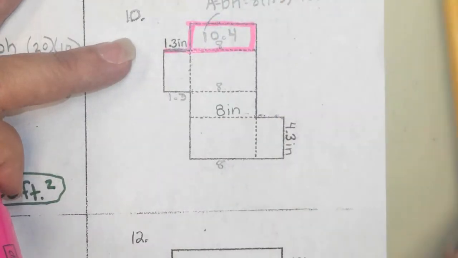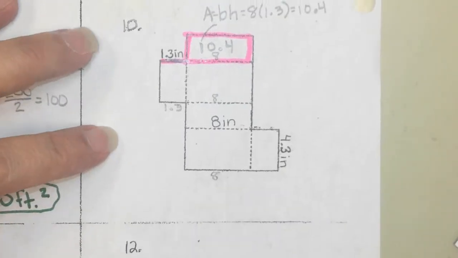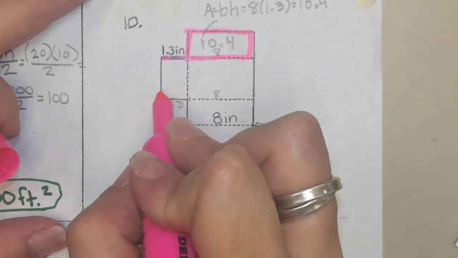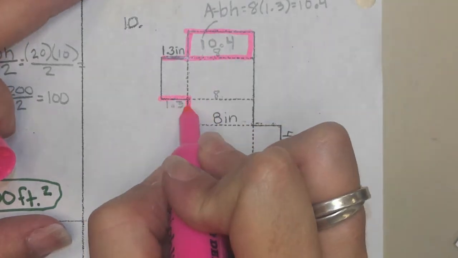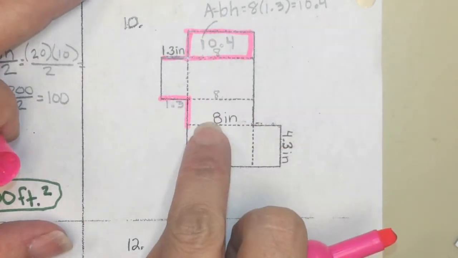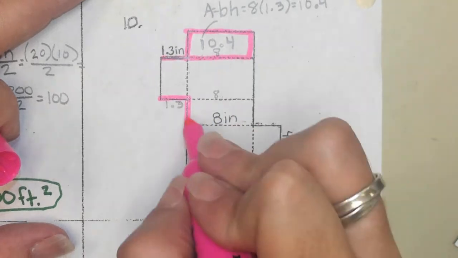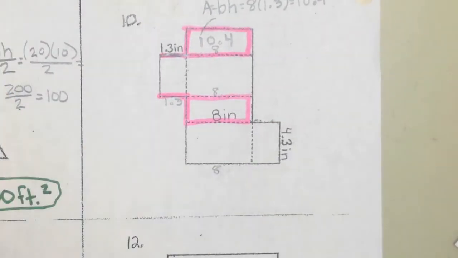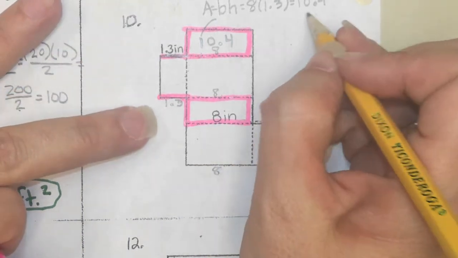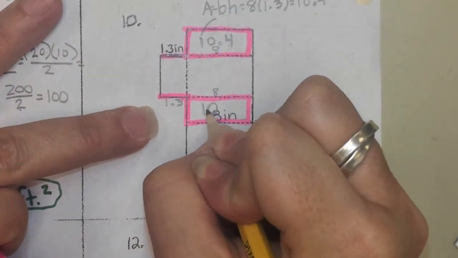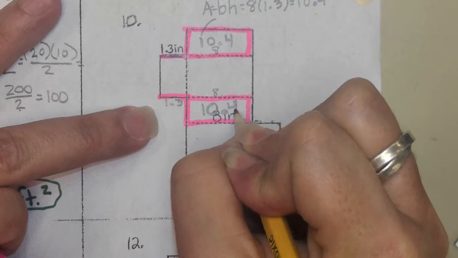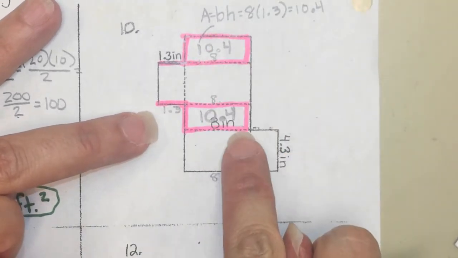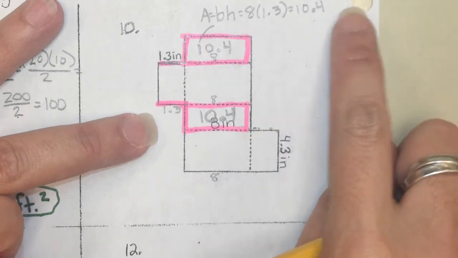Okay. Now, I'm going to look down. This looks like there's another one that might be the same, so I'm going to double check. If this is 1.3, then that's 1.3. So this box is also 1.3 times 8, which makes it the same number, 10.4. So I now have two 10.4s. I only got to write the work once though.